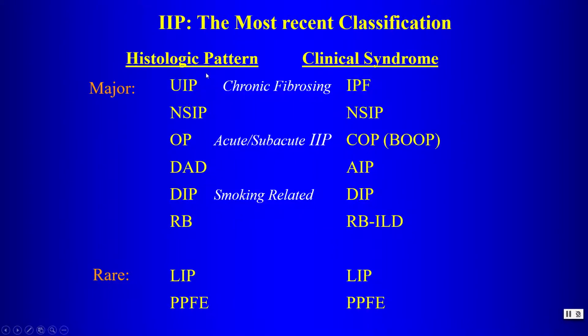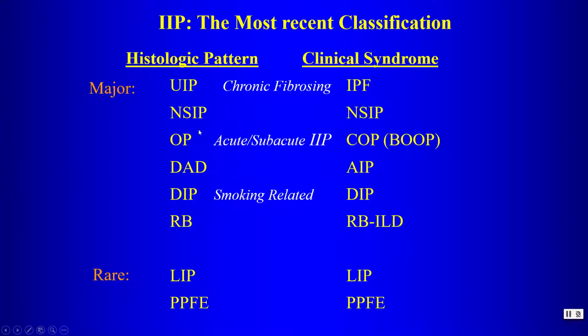And so there is a distinction here between the histologic pattern and the clinical syndrome. The histologic pattern is what the pathologist will describe looking at the biopsy specimen. The clinical syndrome is the actual disease name we give to the disease, or the diagnosis we would give the patient. So the histologic pattern of UIP is associated with idiopathic pulmonary fibrosis. So NSIP, there the histologic pattern and the clinical disease have the same name.